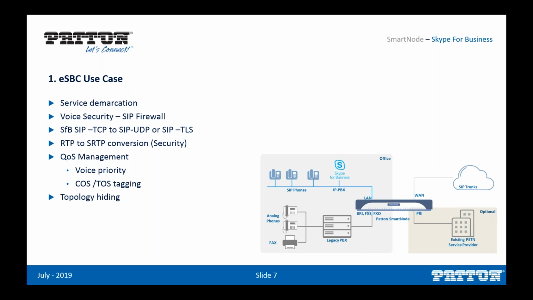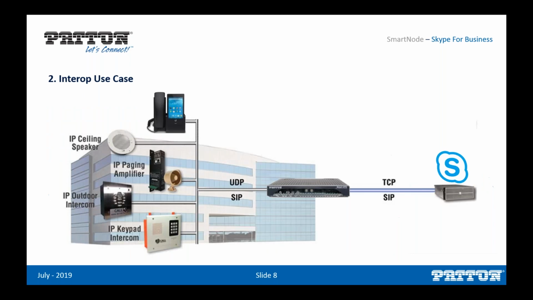Another specialty is that Microsoft, as you all know, does SIP signaling over TCP, while service providers usually support or prefer SIP over UDP. That's where the SmartNode, acting as the service demarcation and SBC, is capable of handling this translation from SIP over TCP to UDP.